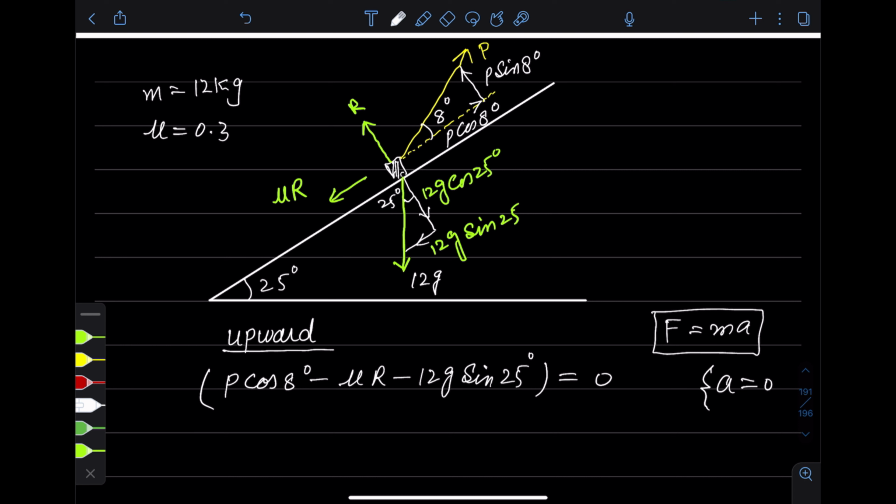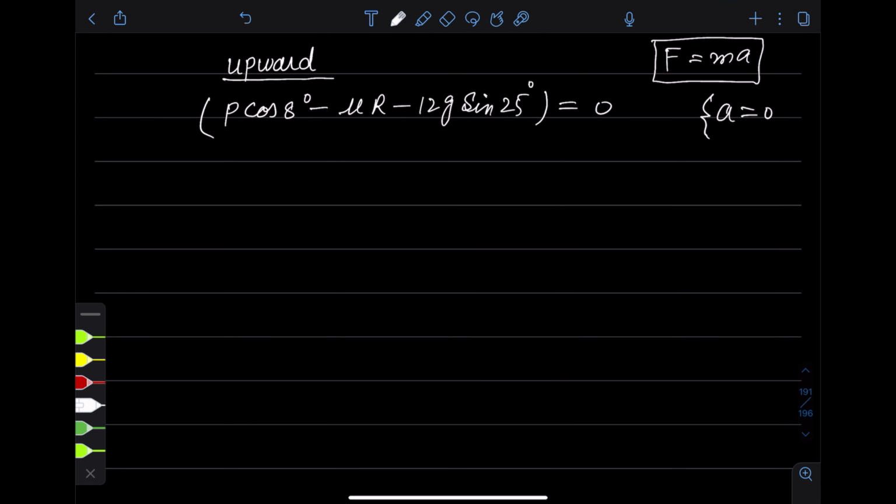Now we will find the sum of the forces acting perpendicular to the plane. वो हमारे पास है P sin 8 प्लस R माइनस 12 G cos 25 डिग्री. तो वहां से हम R फाइंड कर लेंगे. टू फाइंड R प्लस P sin 8 डिग्री इज इक्वल टू, ये दो फोर्सेस अपवर्ड हैं, परपेंडिकुलर टू द प्लेन है.